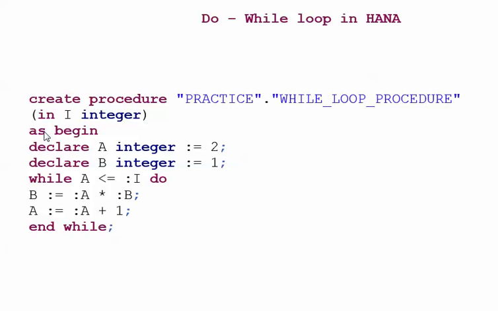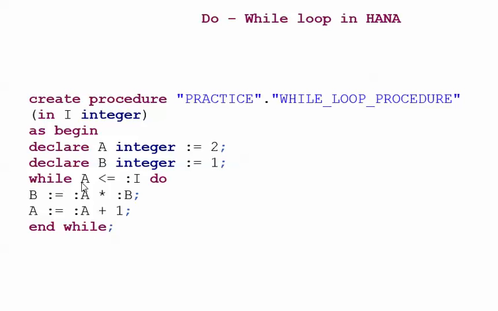Now as per the syntax, we have to write BEGIN, and then I'm declaring the value a, which is integer, as 2, and declare b as 1. One point to notice is that whenever you are declaring any value, you have to give the data type integer, then colon equals 2, and similarly you declare b as integer, colon equals 1.